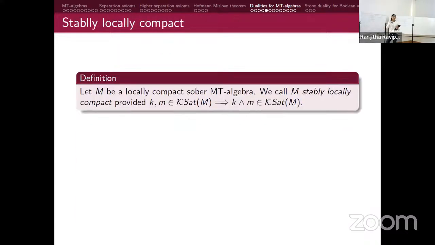And then we restrict locally compact to stably locally compact. Now, stably locally compact is usually, I think Sebastian discussed this a little bit. Intersections of compact sets are not always compact. So if you have two compact elements, and the meet of the compact ones is compact, then it's called stably locally compact.